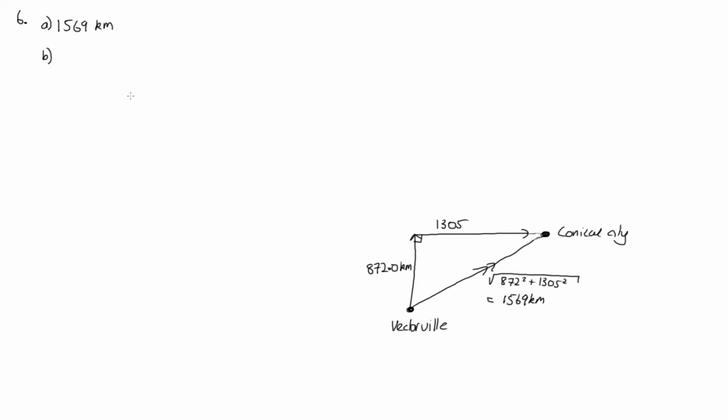So in part B, we're asked how far north of Conical City is Trigonometric Town. So let's work out where Trigonometric Town is on our diagram here. The question goes on. She then flies from Conical City at a bearing of 12 degrees to Trigonometric Town, which is a distance of 1,009 kilometers away.